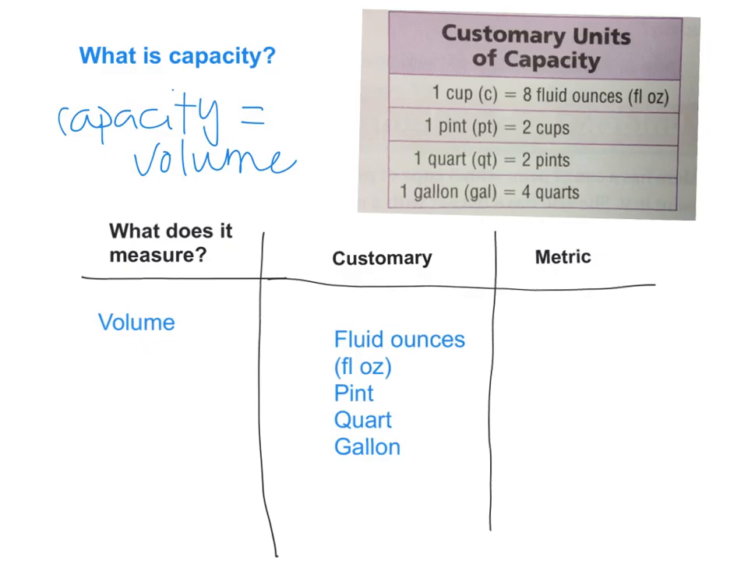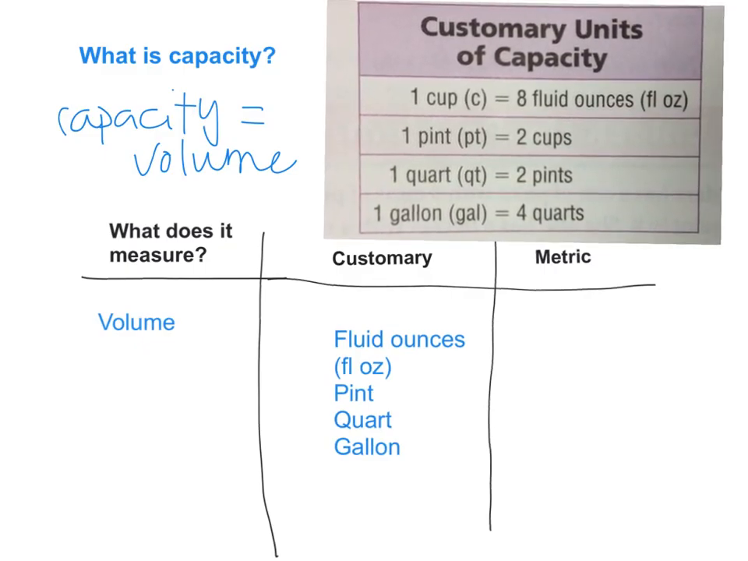I also want you to write down this conversion chart in your notebook, where you can see that 1 cup takes up the same amount of space as 8 fluid ounces. So my question to you is this: is 1 fluid ounce bigger or smaller than 1 cup? What do you guys think? With a quiet answer hand. Karan? It's smaller, that's right.